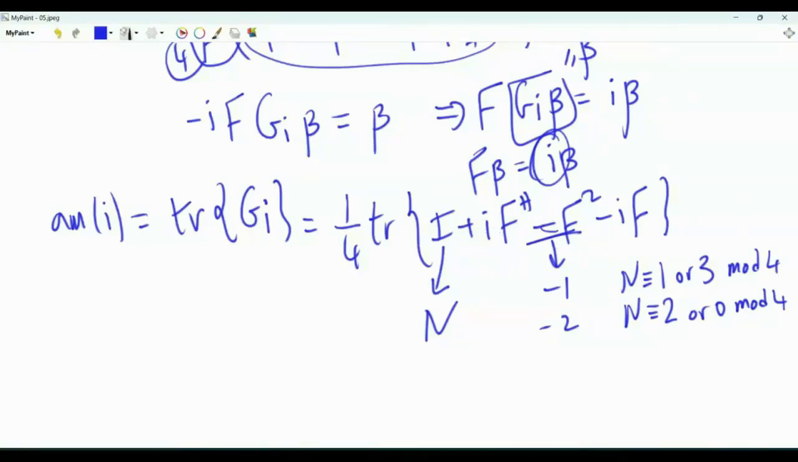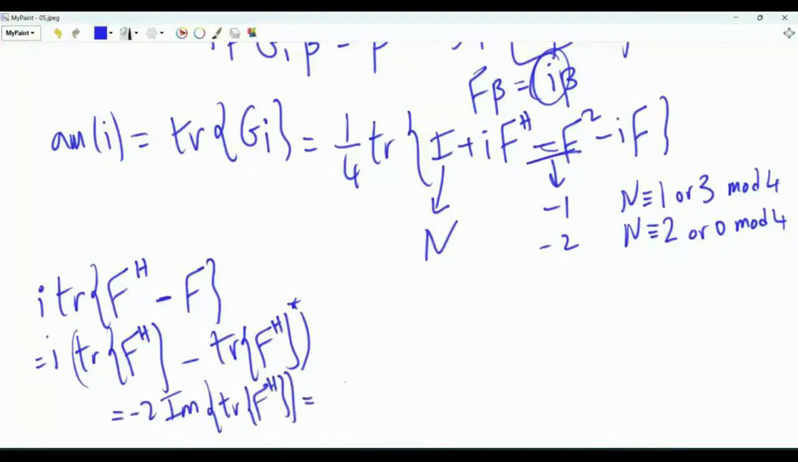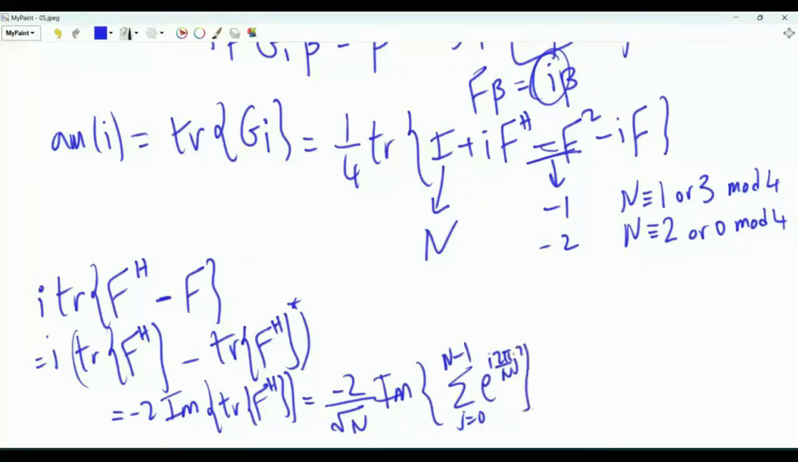Then we have now the trace of I F Hermitian minus I F. So this is I times the trace of F Hermitian minus F. This is the trace of F Hermitian minus the trace of F Hermitian conjugate. And if we have a complex quantity minus its complex conjugate, then what we get is double the imaginary part times I. This is -2 times the imaginary part of the trace of F Hermitian. And so this is -2 divided by square root N, and we have the imaginary part of the Gaussian sum, summation j from 0 to big N minus 1 of e to the I 2 pi over N j squared. This is equal to minus the imaginary part of 1 plus I times 1 plus I to the minus N.